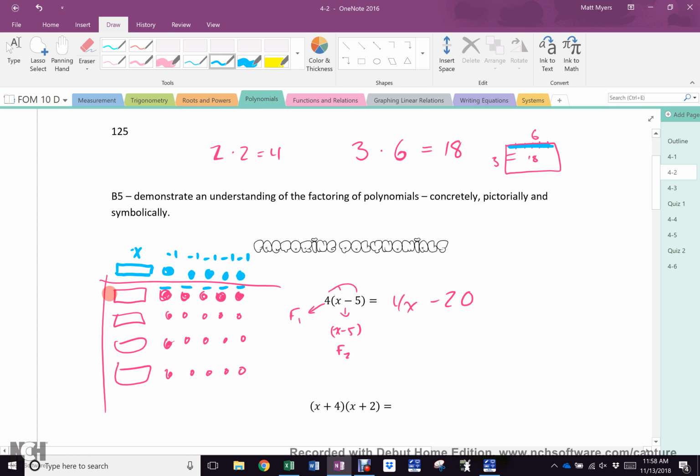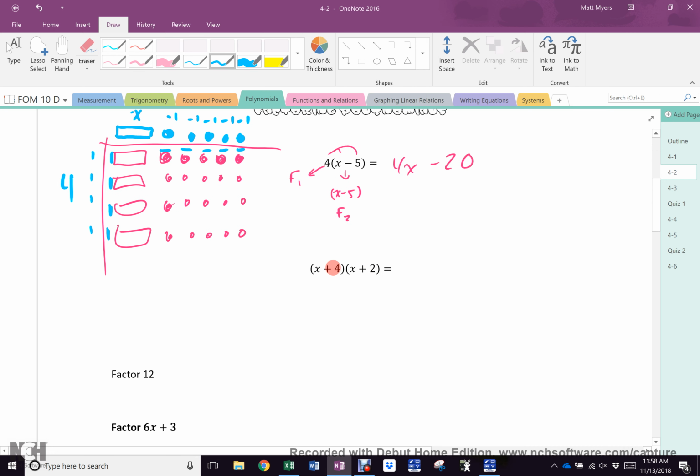What is it down this side? You are only looking at this edge. 1, 1, 1, 1, which is 4, just like you are only looking at the 3 there. Yeah? Excellent.